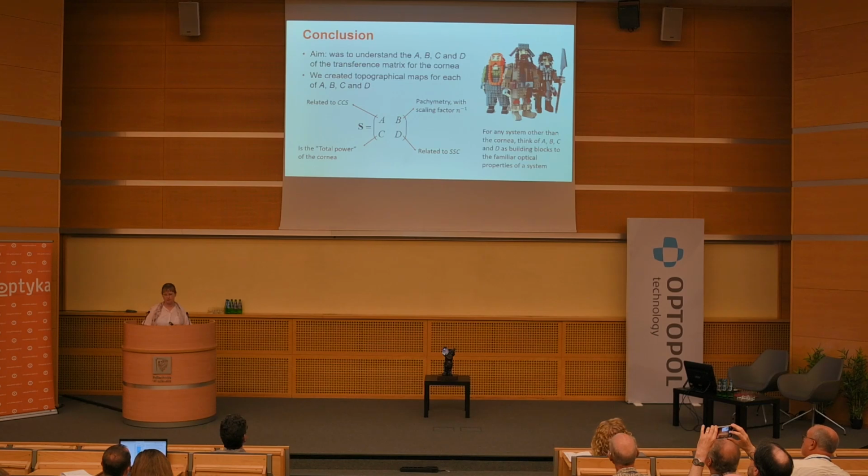And for any system other than the cornea, please remember that A, B, C, D are the building blocks to the familiar optical properties and shouldn't be seen in isolation. And seeing as we're in the city of dwarfs, we can build our building blocks out of Lego dwarfs.